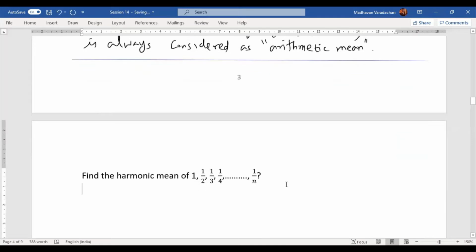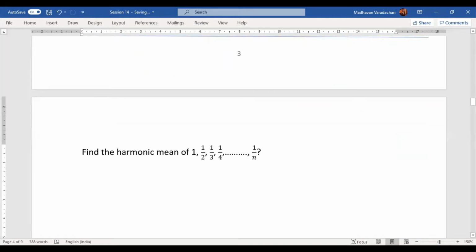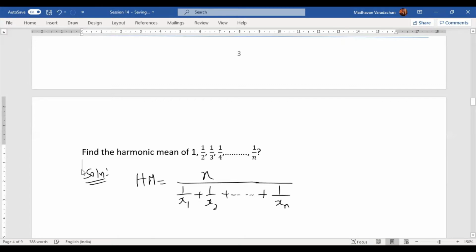Here, find the harmonic mean of 1, 1 by 2, 1 by 3, 1 by 4, and so on, 1 by n. First of all, let us write the formula for harmonic mean. Number of observations divided by sum of its reciprocals. Here, in this case, how many observations are there? 1, 2, 3, 4, up to n. So, number of observations is n only in this case.